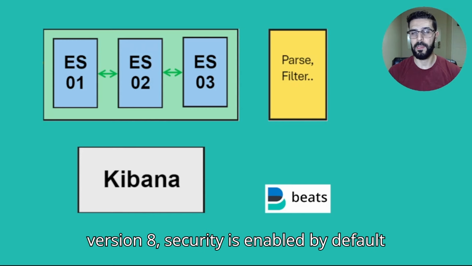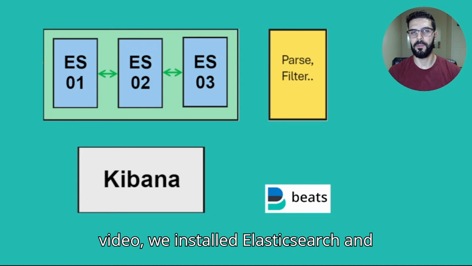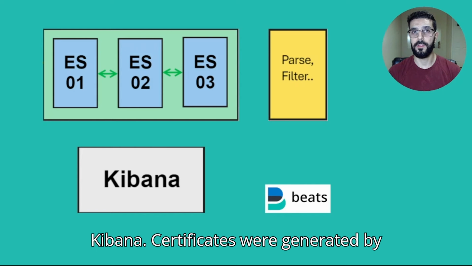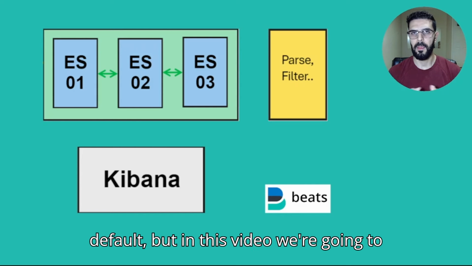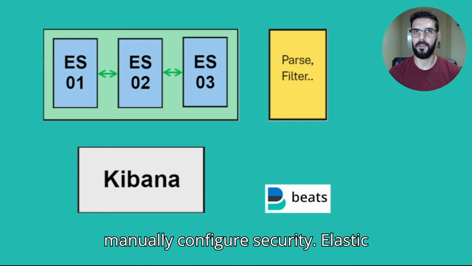Now, after version 8, security is enabled by default on Elasticsearch. From the previous video, we installed Elasticsearch and Kibana. Certificates were generated by default, but in this video, we're going to create new certificates and manually configure security.